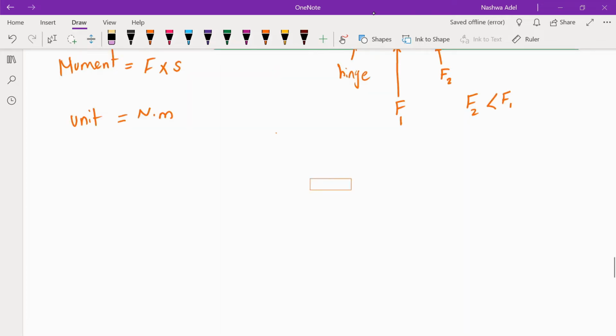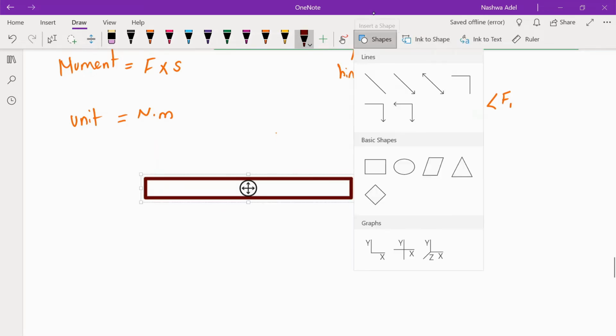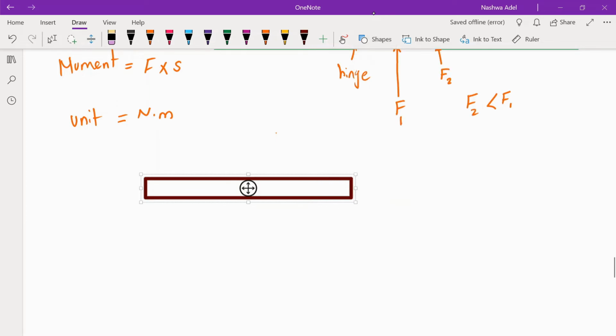Now, if we have a beam like this, the beam is centered on a pivot, and here is the shape of the pivot like this. At the center of the beam, if we apply force in this direction, force F, this beam should rotate in this direction. This is a clockwise moment.